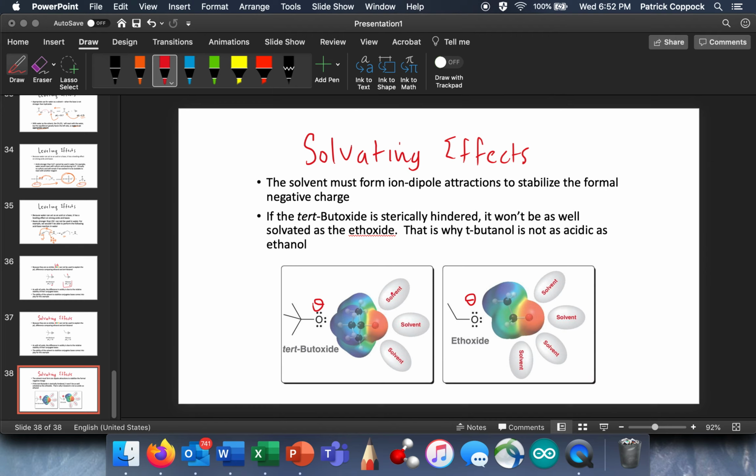So it turns out the solvent, which is stabilizing the conjugate base by charge-charge interactions, you can't get as many solvent molecules in there for the tert butoxide as you can for the ethoxide. The tert butoxide is what we're going to call, a term we'll use many times this semester, sterically hindered, okay? And since it's sterically hindered, that means it's difficult for the solvent molecules to get in there. All right, so this is an effect that we're going to call solvating effects, and it has to do, again, with the stabilization of the conjugate base, this time by solvents.